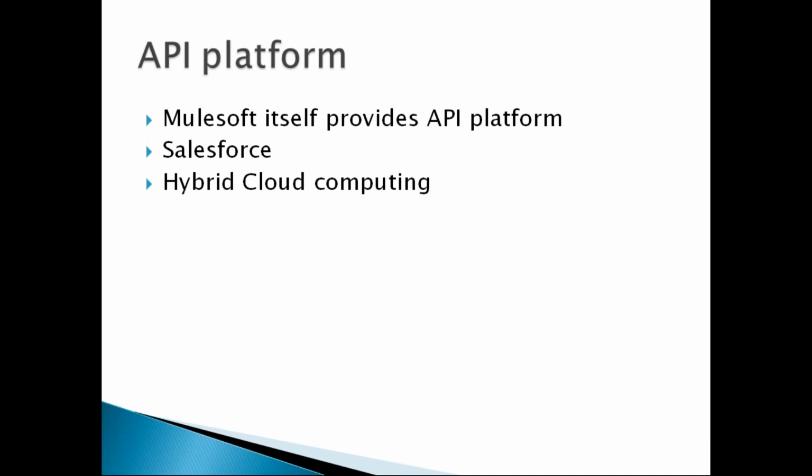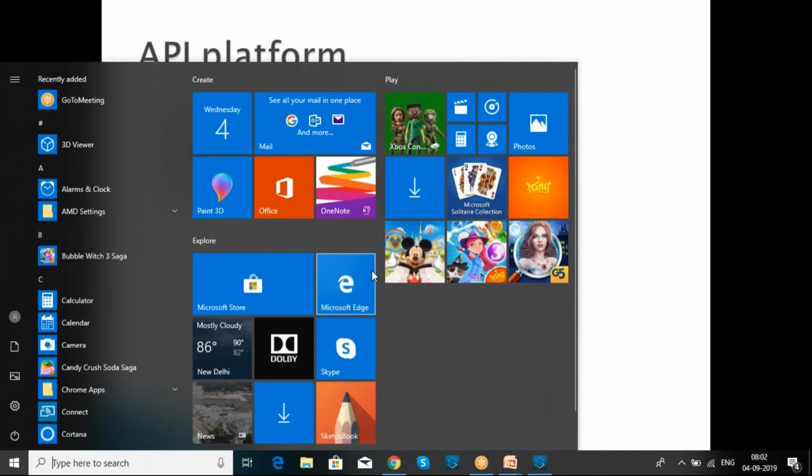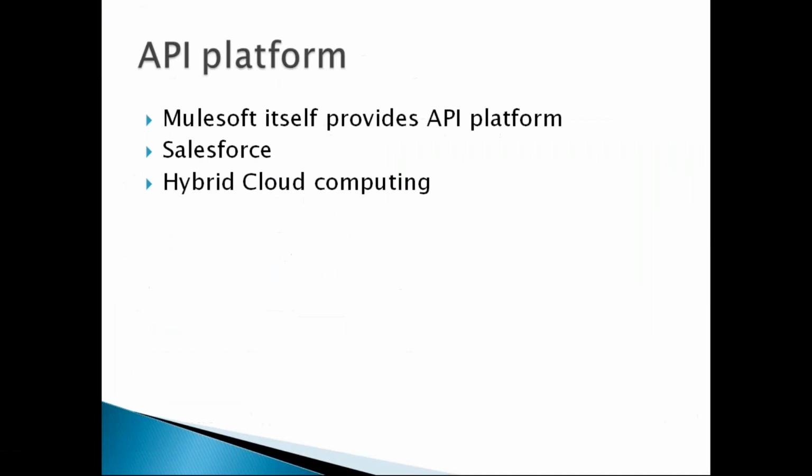But here Mulesoft itself provides the API platform for us, and where we move to Mulesoft, we can develop our applications freely using the Anypoint Studio tool. This is free for lifetime. But where do the Mulesoft people charge us? They charge us when we move to the deployment options. That means after developing our applications, when we deploy them into CloudHub or into our own servers, at that point the Mulesoft people charge us.